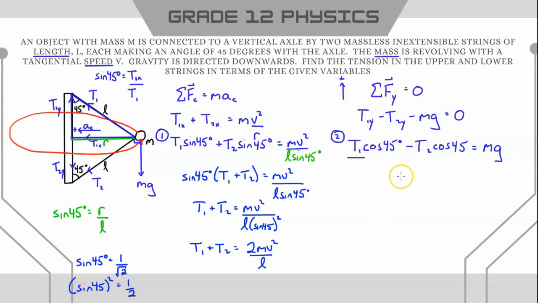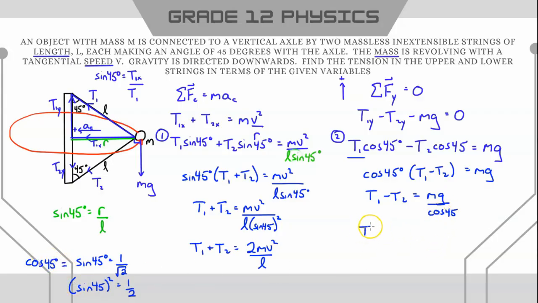So let me go over to equation 2 and do the same thing I did here, and I'll factor out the cos 45. So cos 45, and then we have T1 minus T2, which equals mg. And if I divide both sides by cos 45, we get T1 minus T2 equals mg over the cos of 45. And we know the cos 45 is the same as the sine of 45. It's just 1 over root 2. So I can replace this with T1 minus T2 is equal to root 2 times mg.